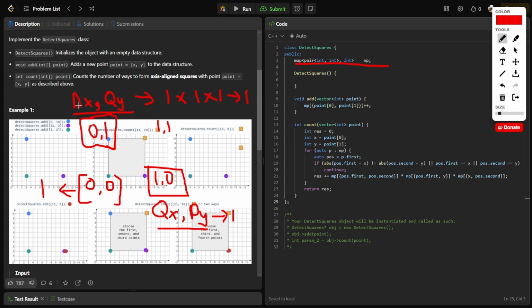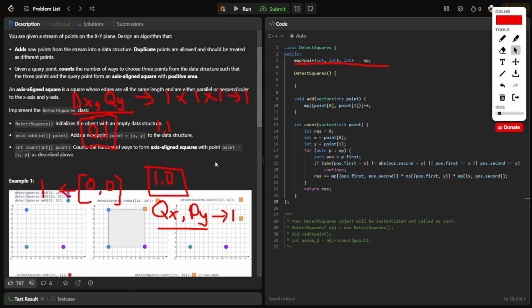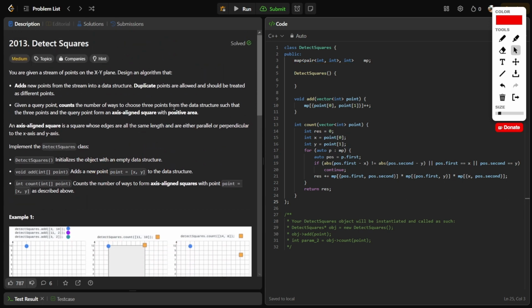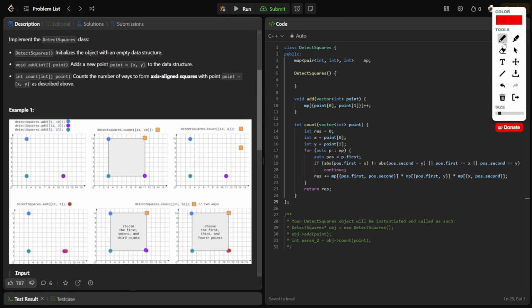The reason we want to use a hash map is this point: duplicate points are allowed and should be treated as different points. Coming back to the question, let's say we have 2 of these, 1 of this and 1 of this. It will be 2 times 1 times 1, so we get 2 squares in total.